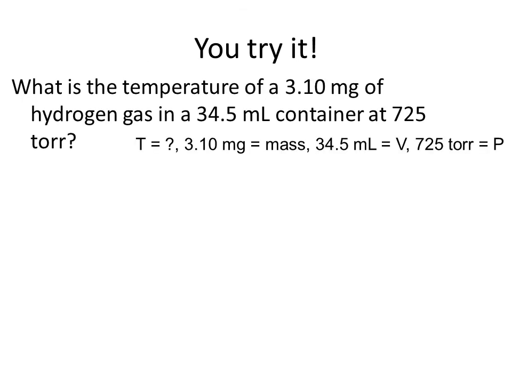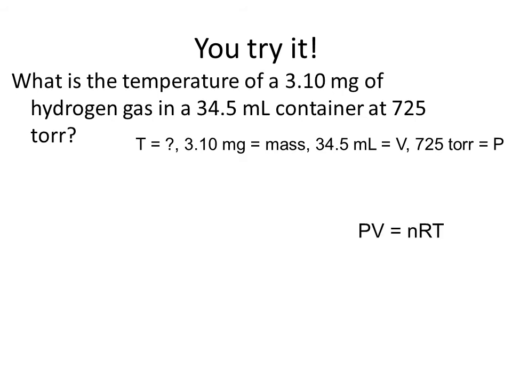So what is the temperature of 3.1 milligrams of hydrogen gas in a 34.5 milliliter container at 725 torr? I go and I remove each one of those numbers and set it equal to a variable. Temperature is what I need to solve for. What equation applies? One set of conditions for each type of variable. No changes are occurring. There's no initial set of conditions and final set of conditions, so I know PV equals nRT is the equation that applies.